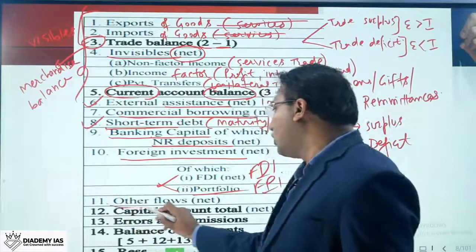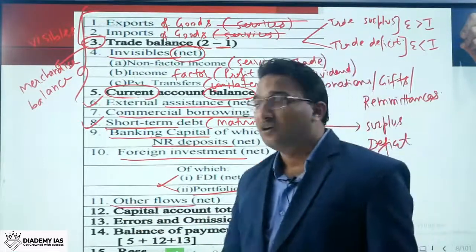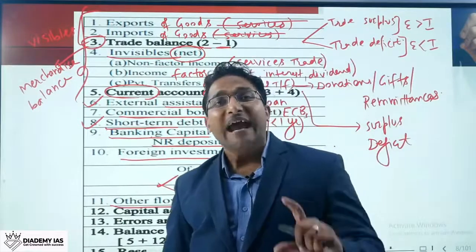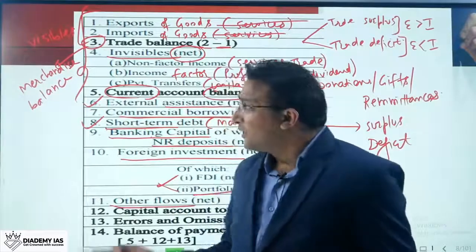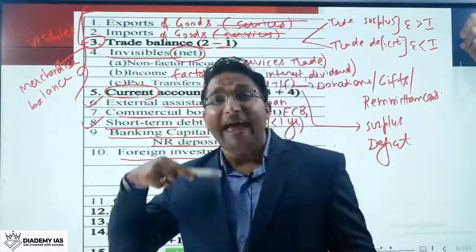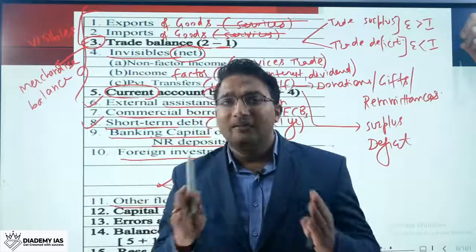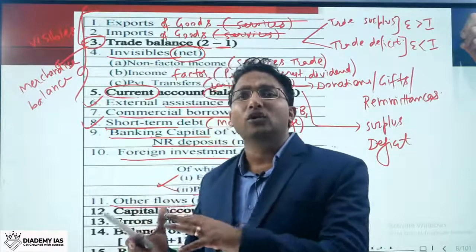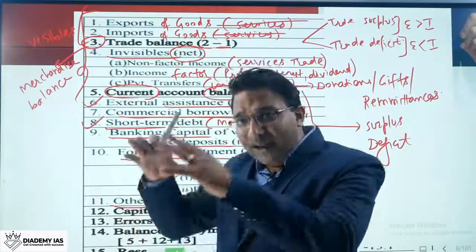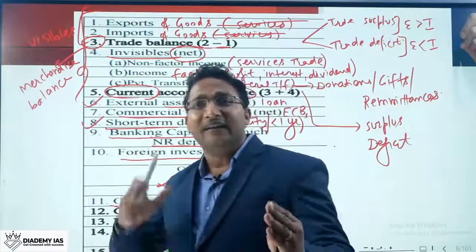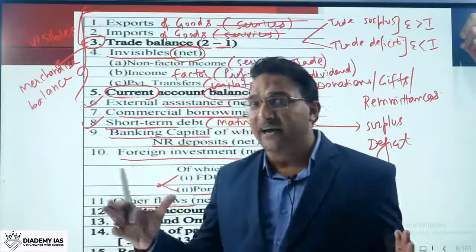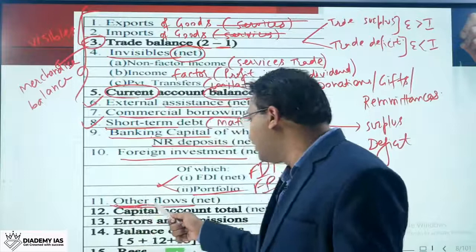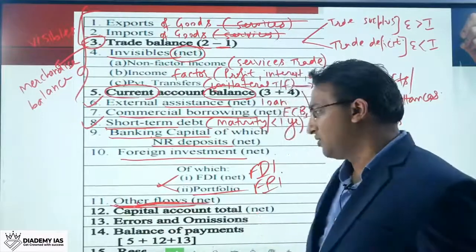Next item is other flows. Other flows are those items which are not able to be covered over here. So there are many items because of the time lag in the recording. As I told, this balance of payment is written on an actual basis, but it is quite possible that on the date on which this account is being prepared, we do not know the old transactions. But to match the entire statement, to match the debit and credit side, we have to use some figure, and that figure is called other flows.